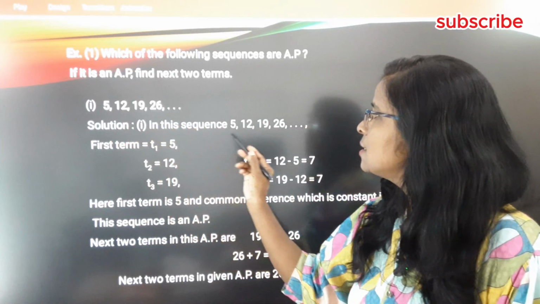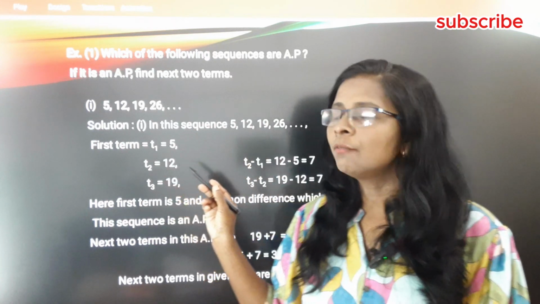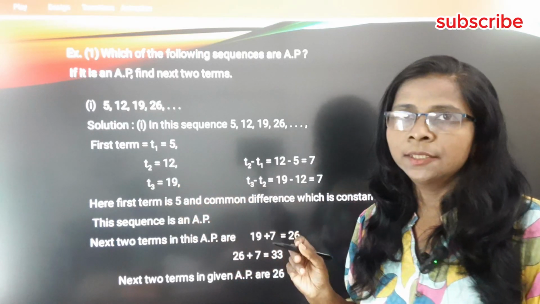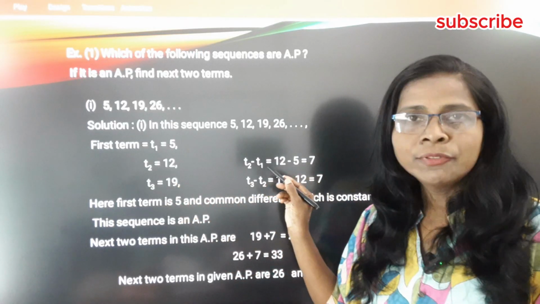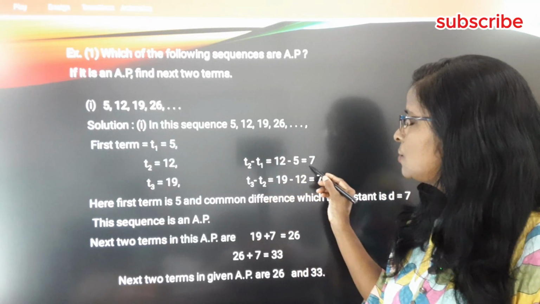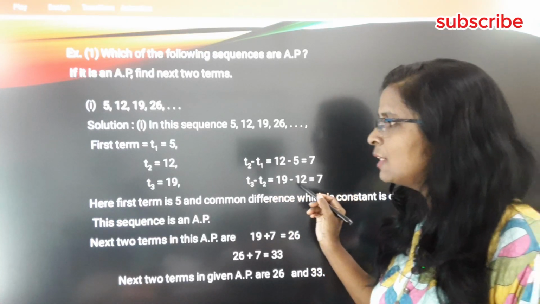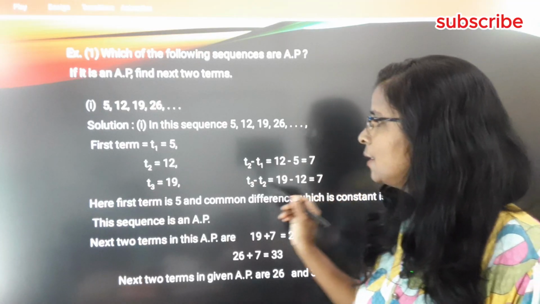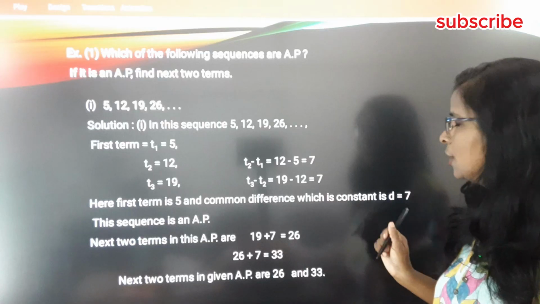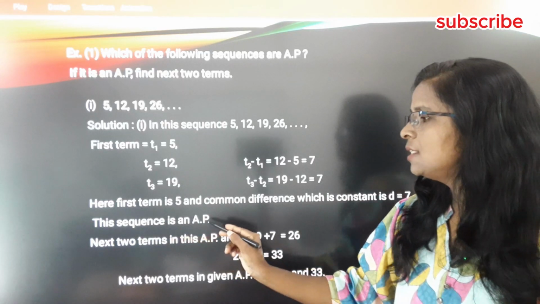In this sequence 5, 12, 19, 26, the first term T1 is equal to 5, T2 is equal to 12, T3 is equal to 19. Now the difference between consecutive terms is 12 minus 5 is equal to 7. T3 minus T2 is equal to 19 minus 12 is equal to 7. So here we can observe that the first term is 5 and the common difference is constant, D is equal to 7. So this sequence is an AP.